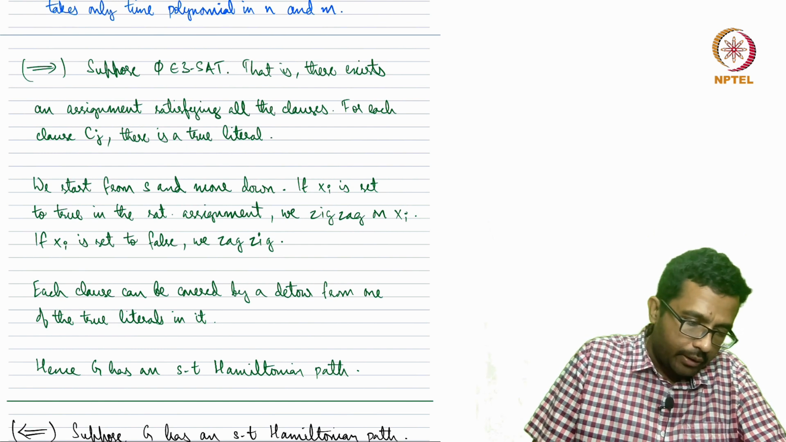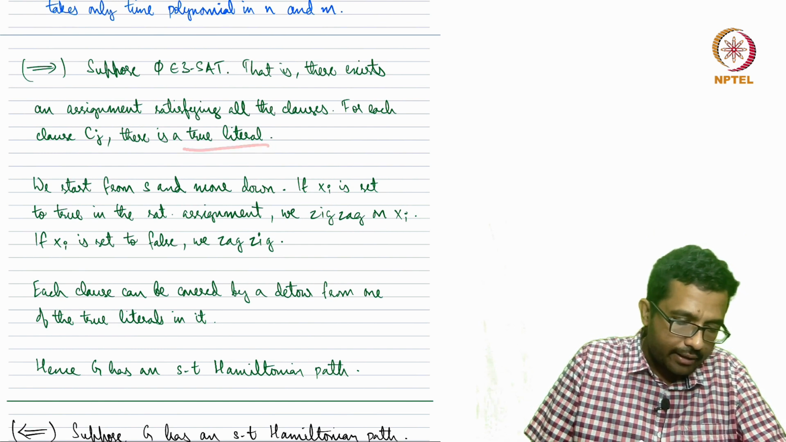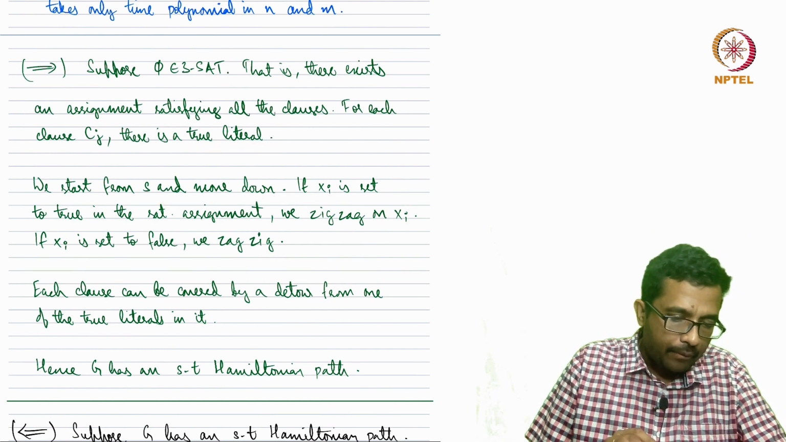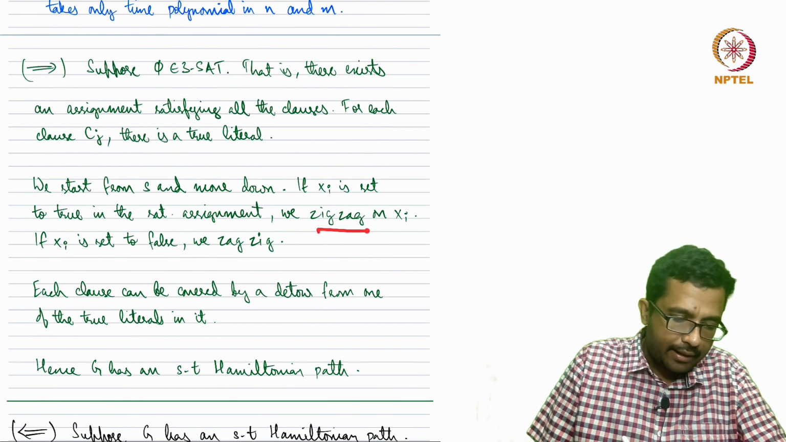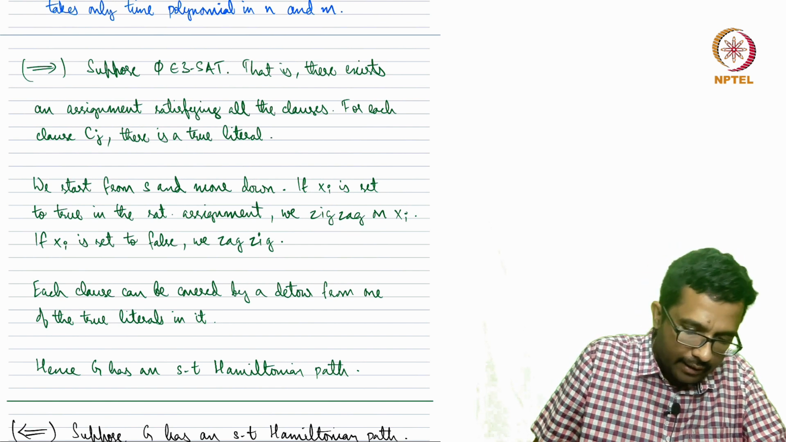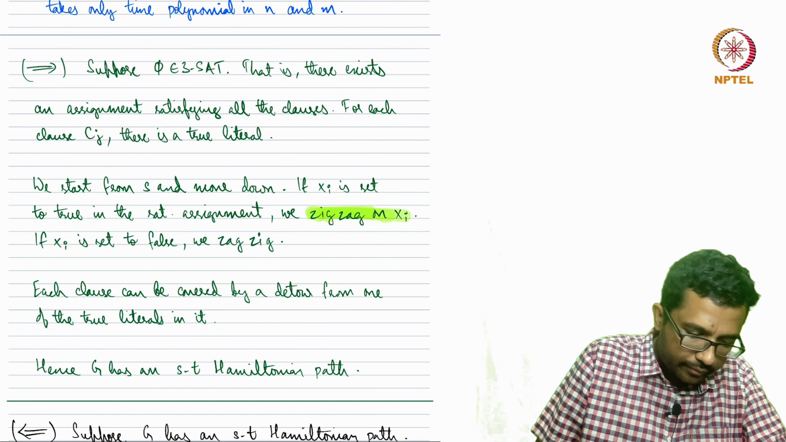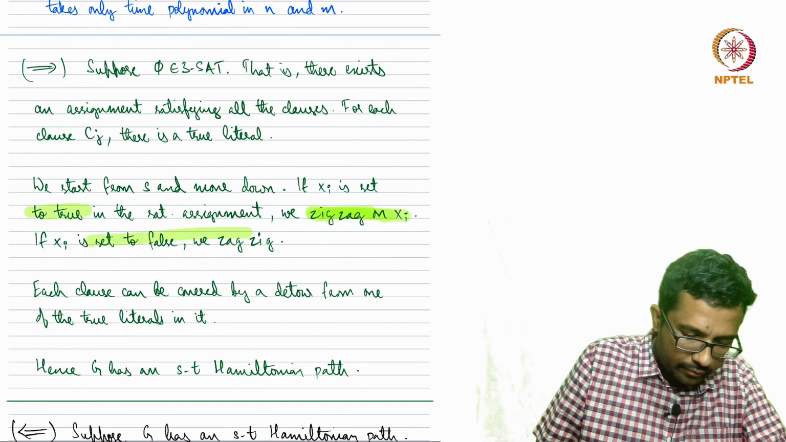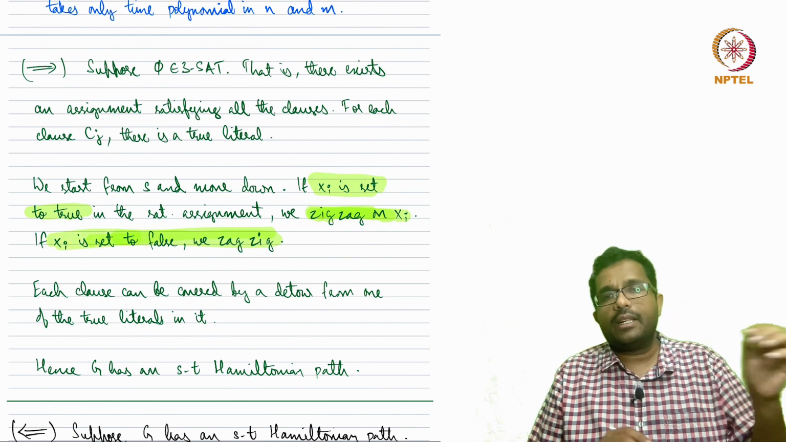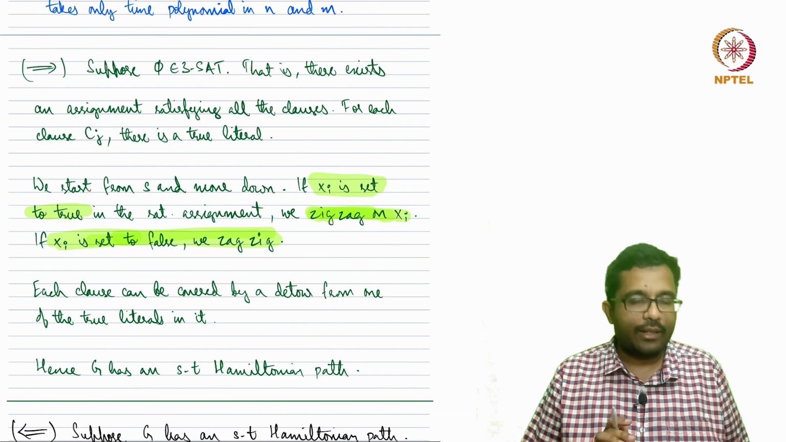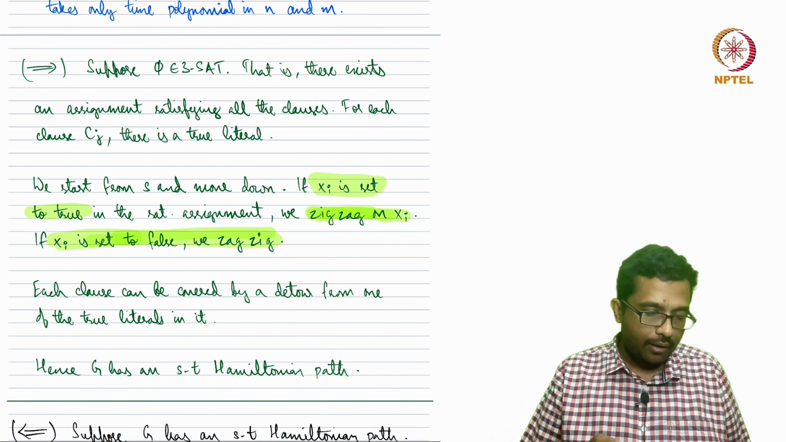Right? Same thing I have written here. There exists a true literal for each clause. We start from S and move down. If xi is set to true, we zigzag. If xi is set to false, we zigzag the other way. And each clause can be covered by a detour. That gives a Hamiltonian path.